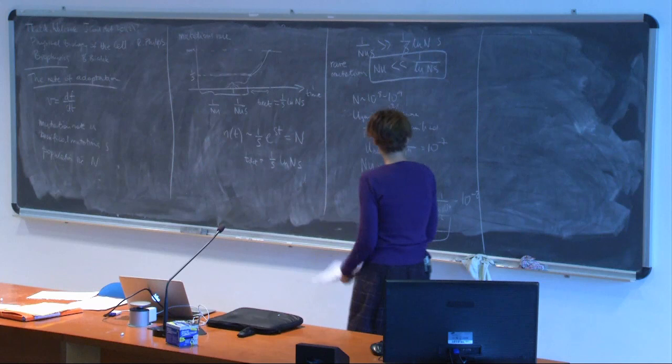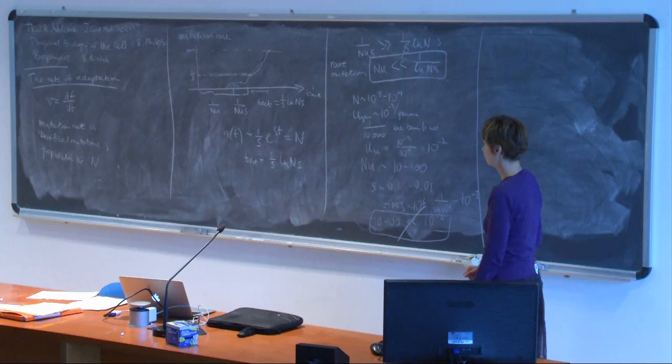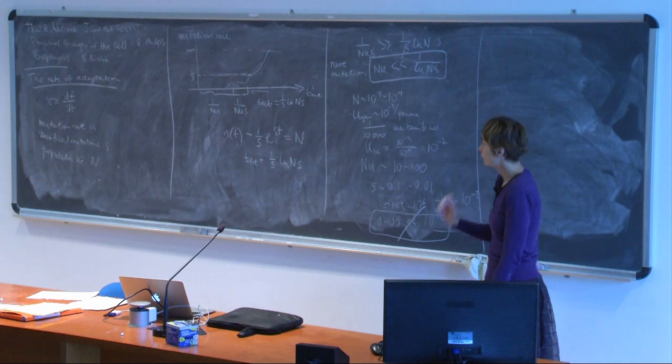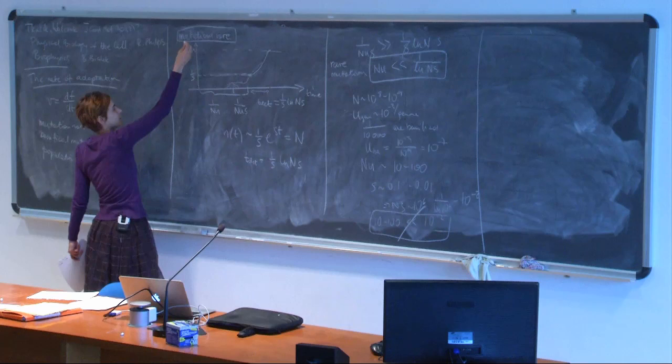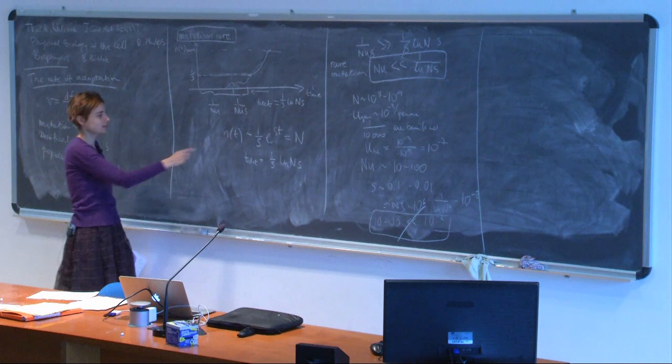Okay, so, yeah. I have some questions about the last thing. In the y-axis, it's mutation rate? No. Sorry, this says mutations are rare. We're first doing the limit of mutations are rare. This is N of T. And what is N of T? N of T is the number of bacteria or whatever, the number of organisms.